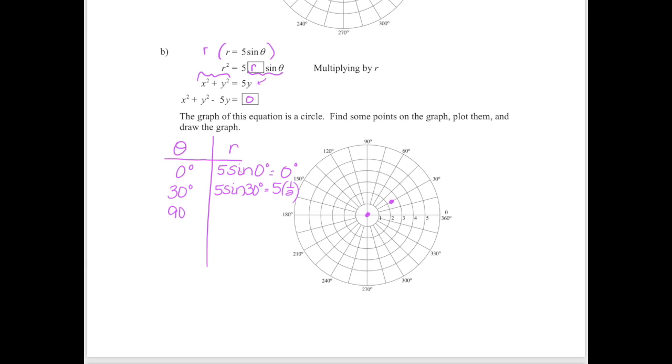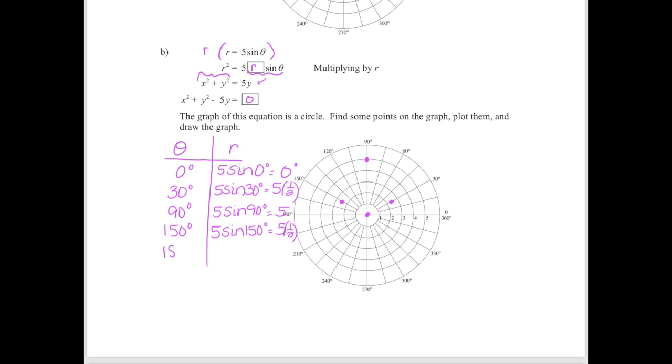I'll do 90 degrees. This gives me 5 times sine of 90 degrees. Sine of 90 degrees on our unit circle is equivalent to 1. So 5 times 1 is 5. So at 90 degrees, we'll be at the ring of 5. Let's try 150 degrees. This will give us 5 times sine of 150 degrees. Sine of 150 degrees is half, so 5 times half again gives me 5 halves, or 2.5. So 2.5.